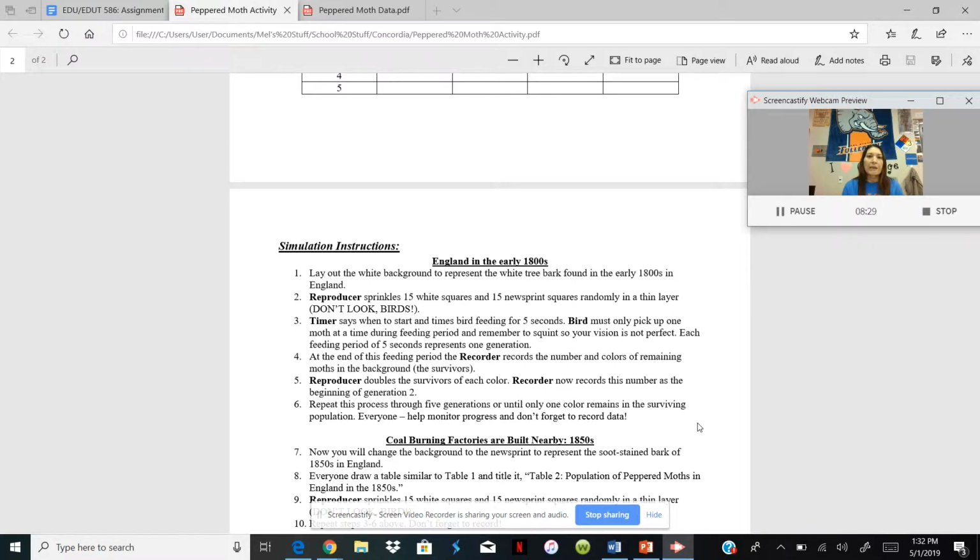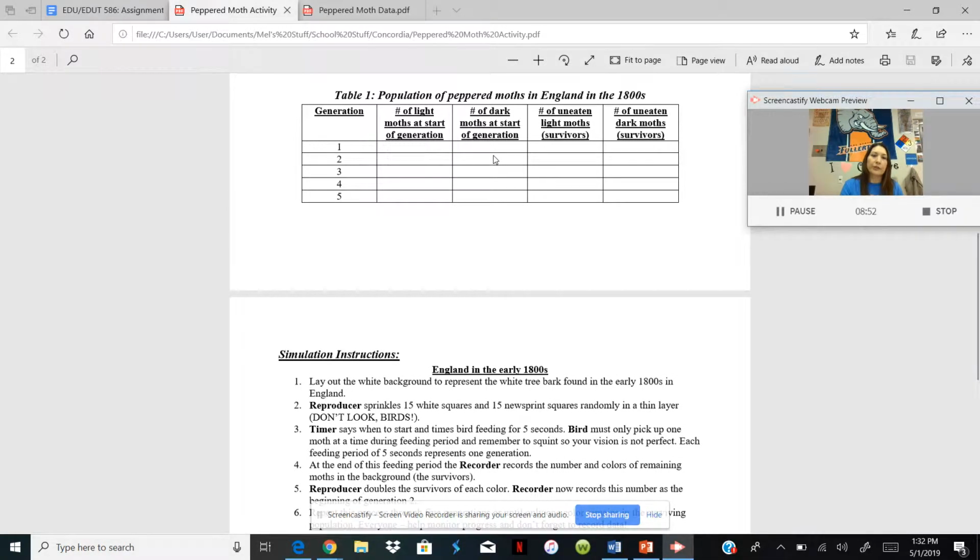The timer will say when time is up, and the recorder will write down how many moths are left on the paper, making sure to record how many are white and how many are newspaper. And the reproducer will come in and add the appropriate amount of babies to each survivor. You're going to repeat this process for 5 generations, hence the data table having 5 generations.